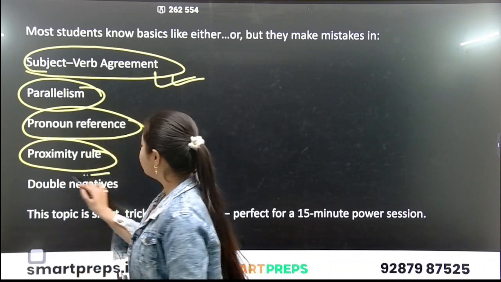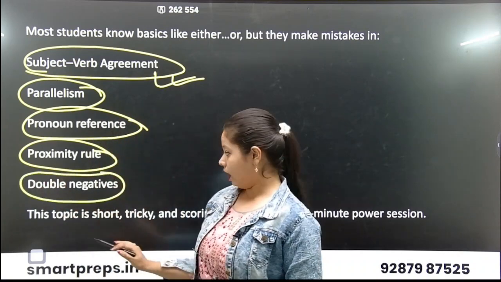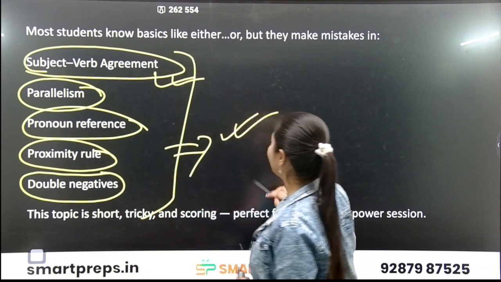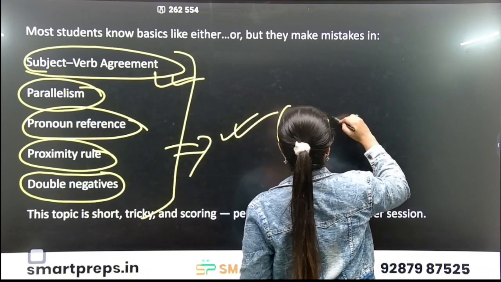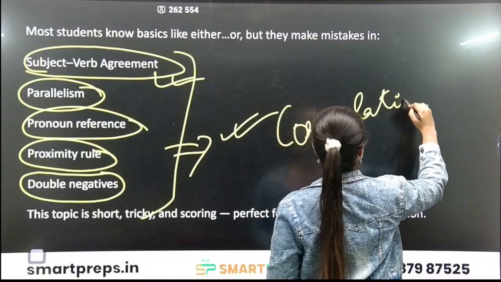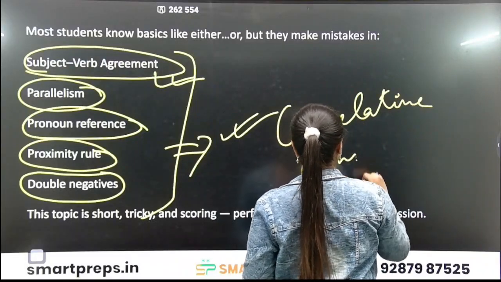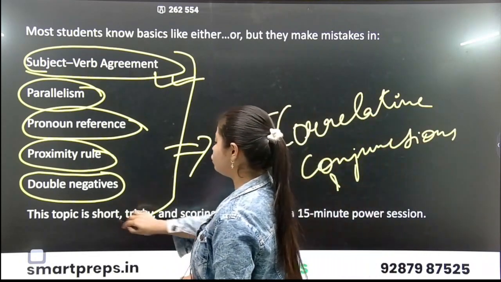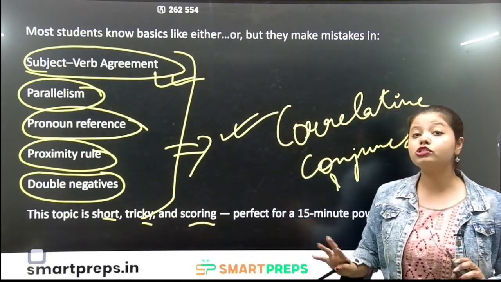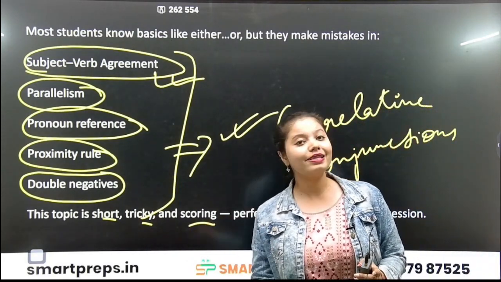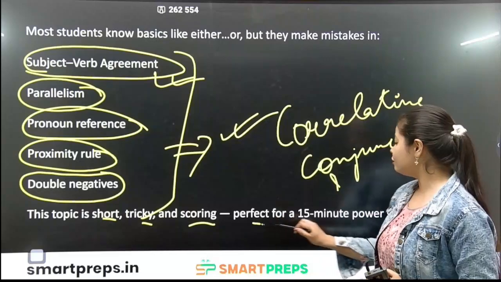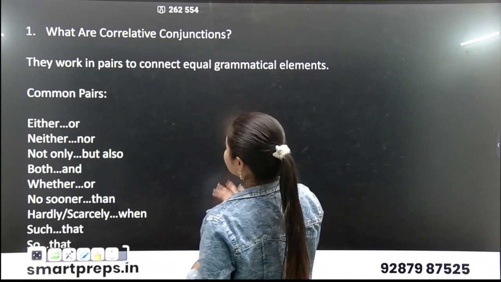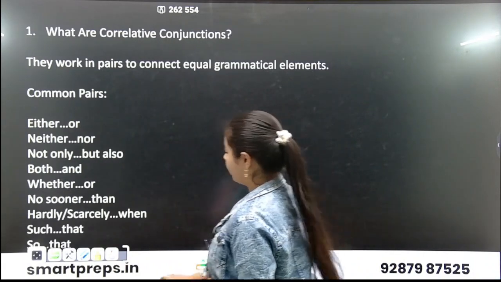Then we have double negatives in the statement. Now this topic is all about these subtopics, which are most important when we talk about correlative conjunctions. This topic is very short, tricky and scoring. The topic is short, but yet it is tricky, but it is scoring. So perfect for now. Let's begin with the next.